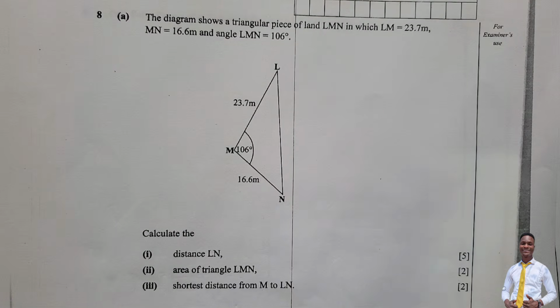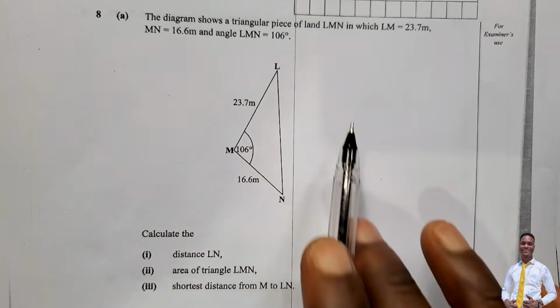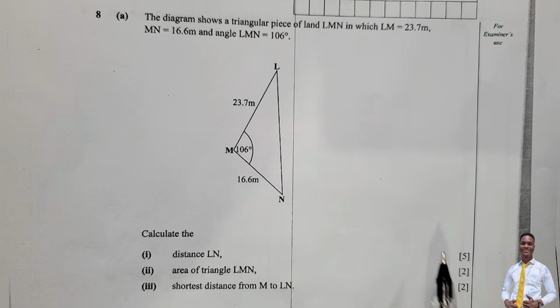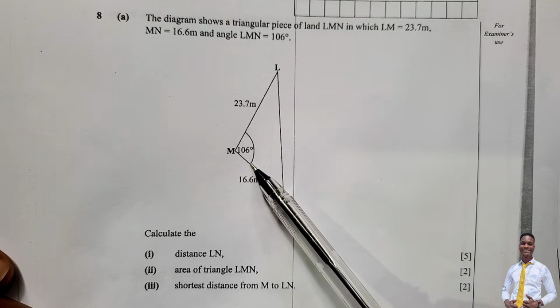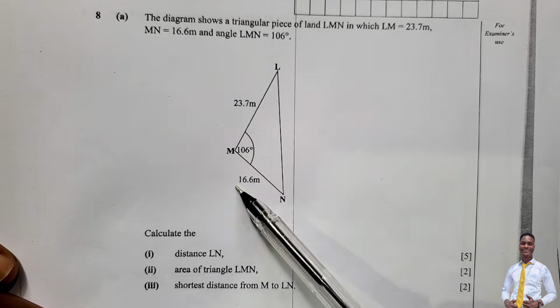All right. The diagram shows a triangular piece of land, LMN, in which LM is 23.7 meters, MN is 16.6 meters, and angle LMN is 106 degrees. This is very simple. Look at the diagram, guys. You have two sides and an included angle. This angle is in between the two sides.